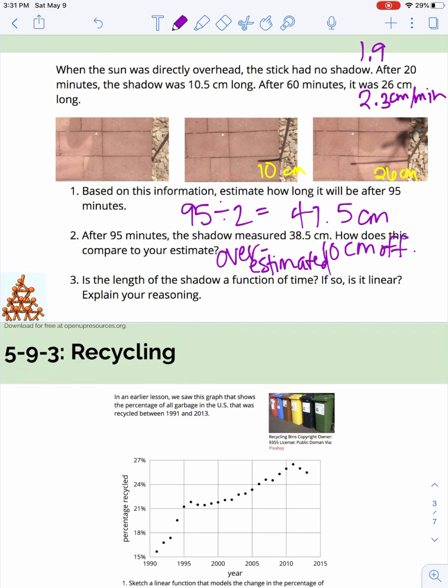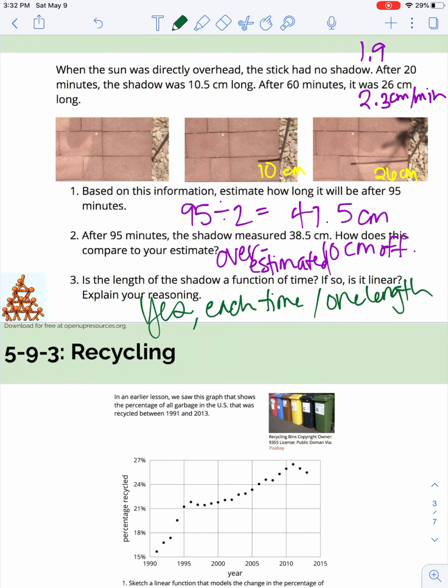Is the length of shadow a function of time? If so, is it linear? Explain your reasoning. I would say that yes, it is. So yes, because for each time there is one length. So remember, one input, one output. That's pretty much what you have to ask yourself.